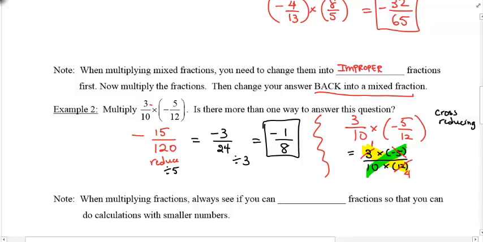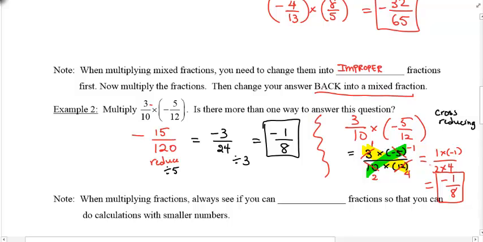Similarly with the negative 5 and 10, I think both are divisible by 5. So I can cross this out and make it negative 1. And cross this out, 10 divided by 5 gives you 2. And now look what I have. I have the following, 1 times negative 1 over 2 times 4. Well, that's so much nicer, because negative 1 times 1 is just negative 1, and 2 times 4 is 8. Boom! I get my answer right away.